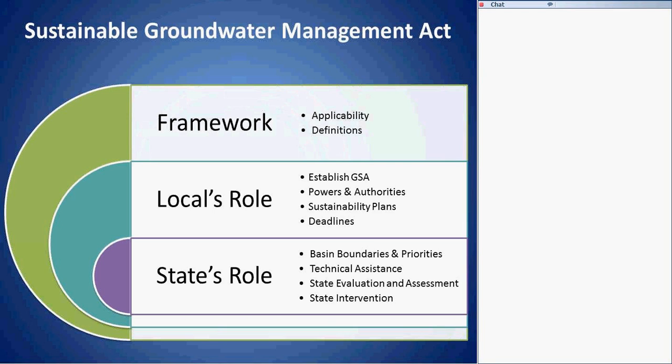As a result of the state's role, boundaries, we are working to address emergency regulations, and again, that's the purpose of today's webinar. We have to reprioritize basins. We provide technical assistance. As I mentioned again, state evaluation and assessment, and that's specifically a Department of Water Resources role. And then there's that state intervention, and there, that being a role of the State Water Resources Control Board.